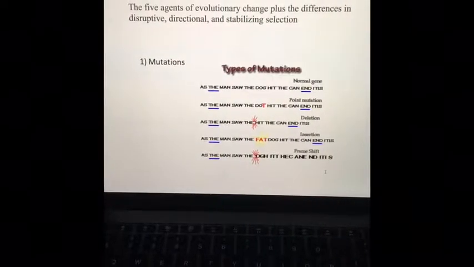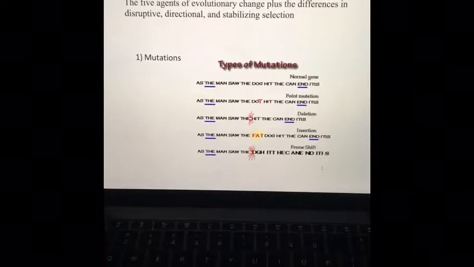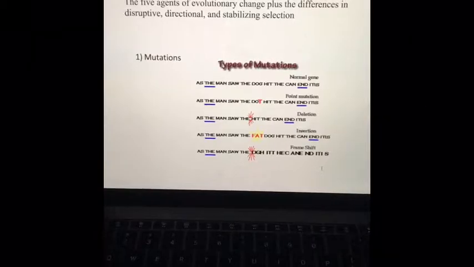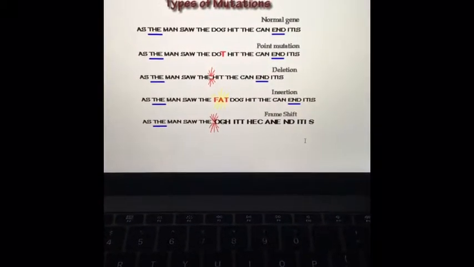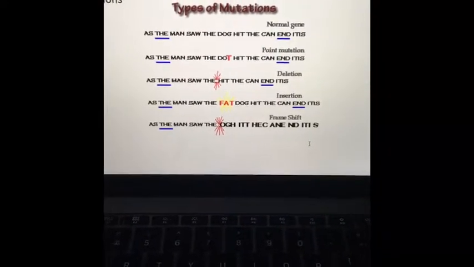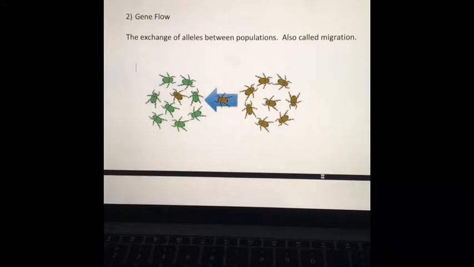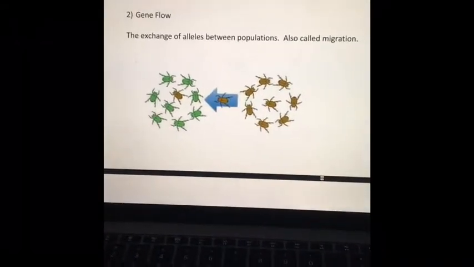So this video is going to be on the agents of evolutionary change, and the first agent is mutation. Mutation is a change in an organism's DNA, and these are the different types: point mutation, deletion, insertion, and frameshift.